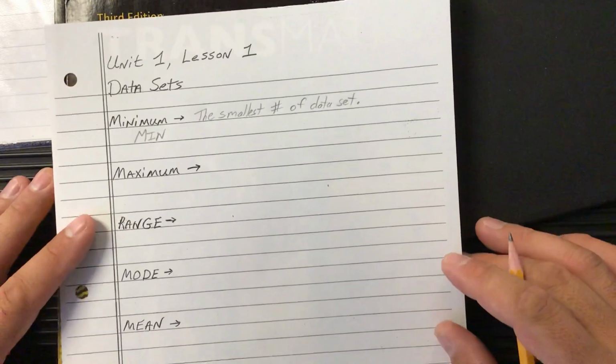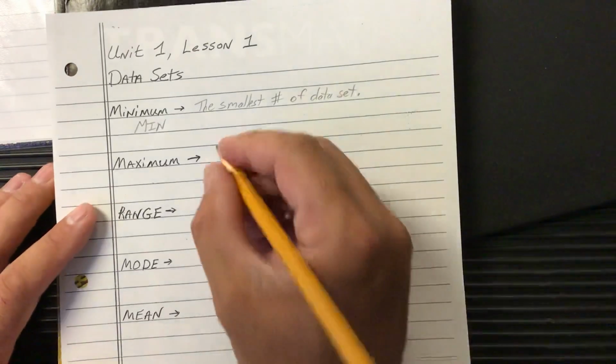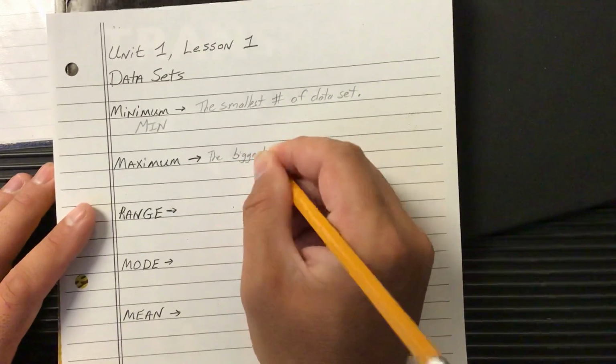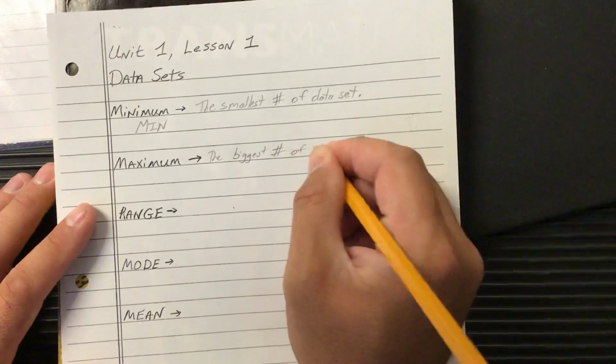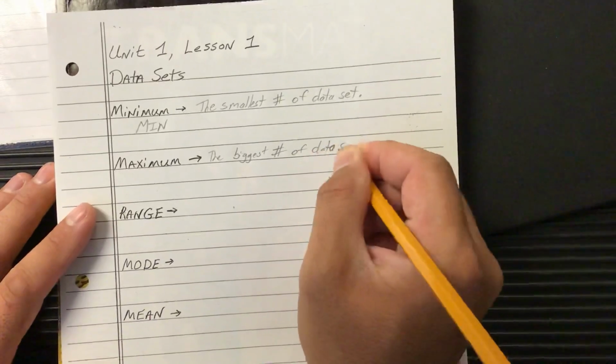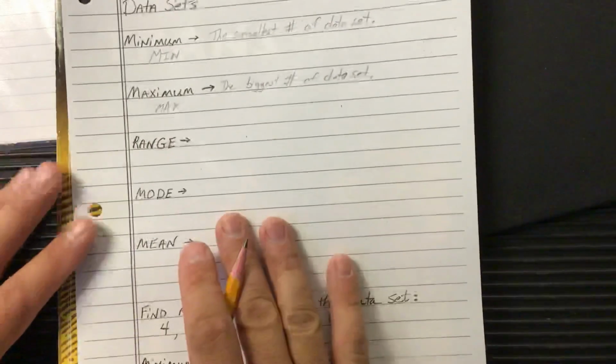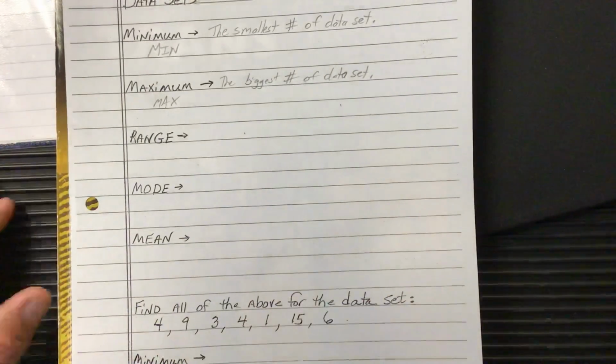So what do you think maximum is? The biggest number of a data set. And you'll see that abbreviated with maximum. Max.